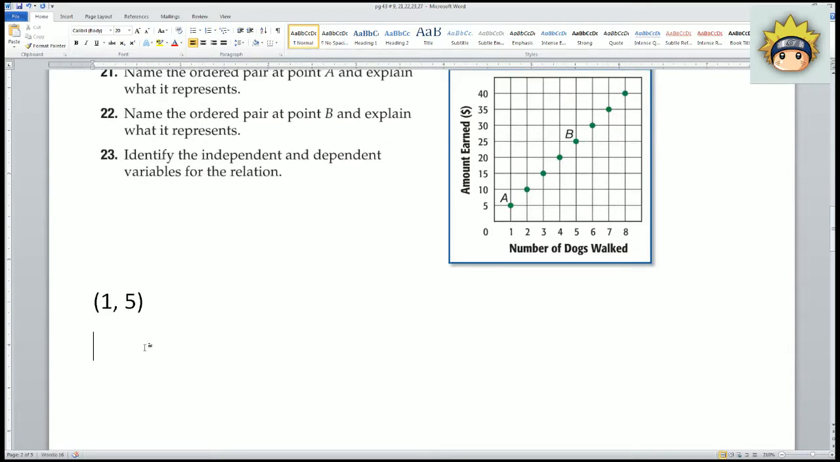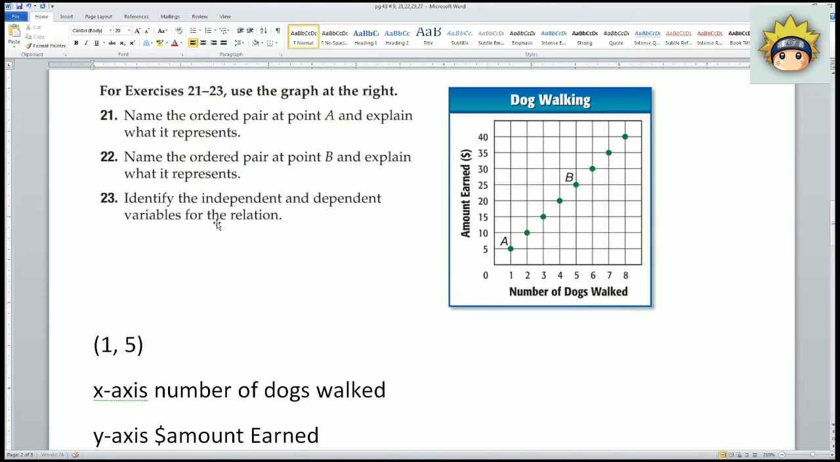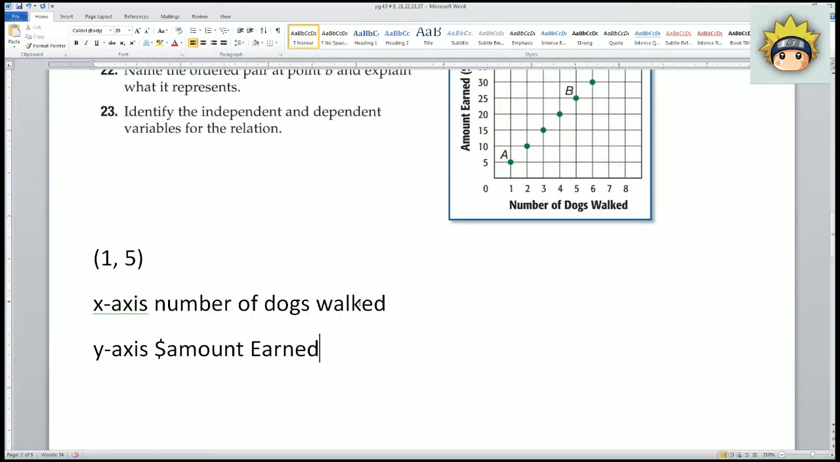The x-axis here shows us the number of dogs walked, and the y-axis is a dollar amount, which is the dollar amount earned. It's useful to look at the x-axis and the y-axis here. Because it asks us to explain what it represents, the x value here is 1, so the number 1 is the number of dogs walked.